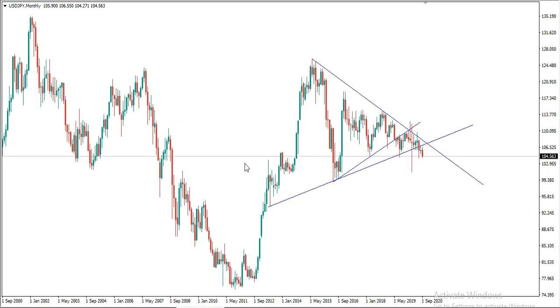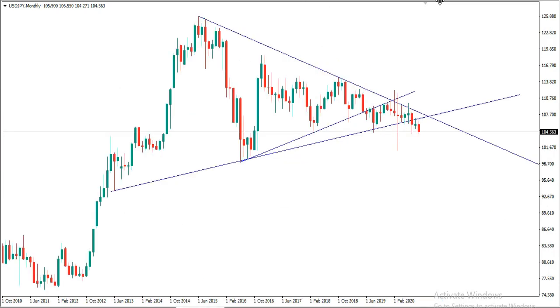So the last pair on our list for this week's forecast is USD Jpy, and this is actually another interesting pair I've been talking about for the last few weeks or months, where I highlighted this triangle pattern we have right here. You can see the support. I just highlighted the resistance at this point right here. Then you can see the support right here. You can see how the price kept on consolidating until we had the monthly close at this point.